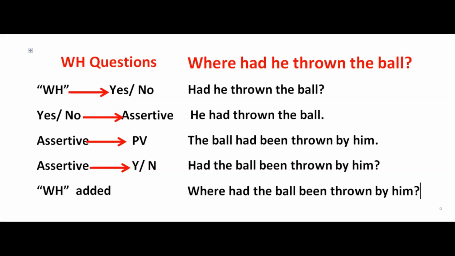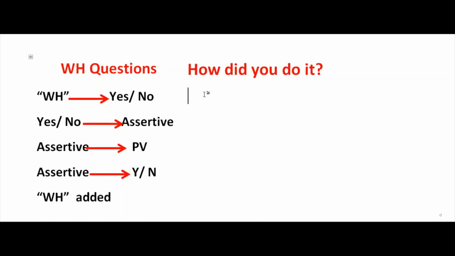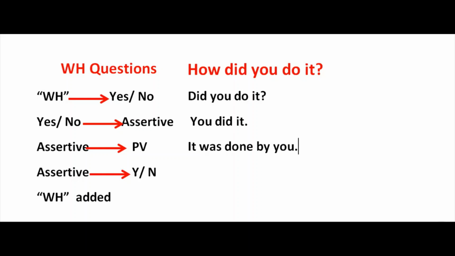Let's see one more example. How did you do it? So we need to change it into yes or no question for this. Did you do it? An assertive sentence for this is, you did it. And passive voice for this active voice sentence is, it was done by you. And yes or no question for this is, was it done by you?